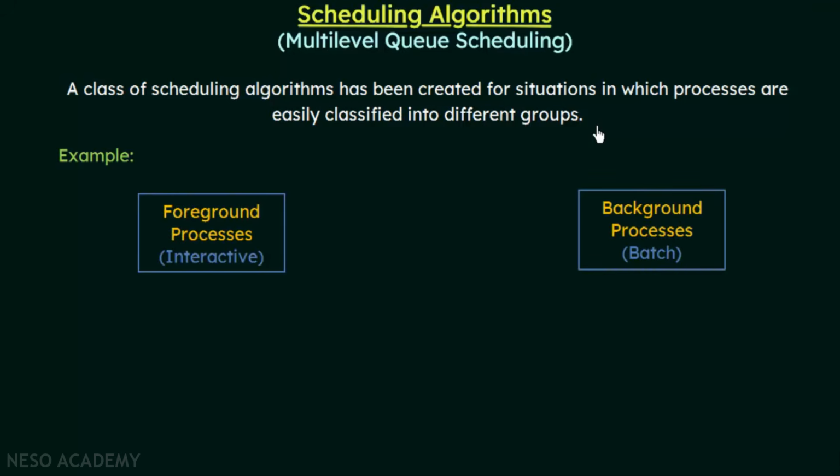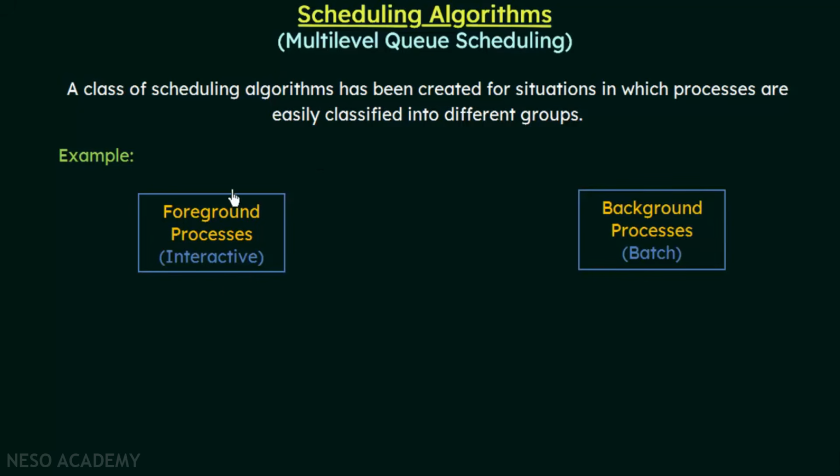Let's say that we have classified our processes into two different groups. One is the foreground processes or interactive processes, and the other is the background processes or batch processes. The foreground processes are running in the foreground and are in direct interaction with the user, so they need to be quick and interactive. The background processes are running in the background and may not be in direct interaction with the user, so they don't have to be as fast as the foreground processes.